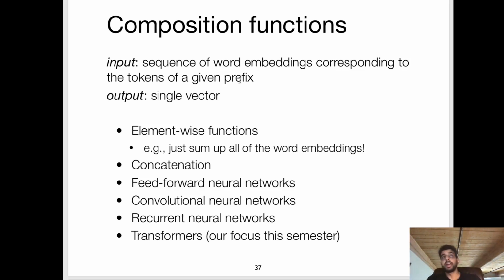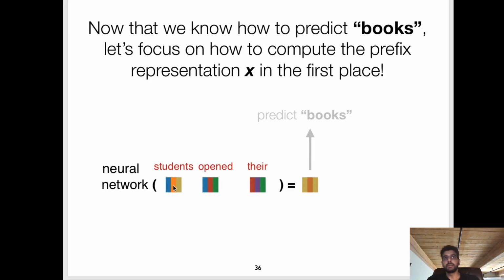Yeah, this is just one way of composing these functions, right? So the problem with doing something like element-wise addition is that we ignore the order of the words in the sequence. My representation for the prefix "students opened there" is going to be the same as the representation for "opened their students" or "their students opened", or any permutation of these words. So it doesn't take into account the order of the words in the prefix, which we obviously know is critical, right? It conveys a lot of semantic and syntactic meaning.